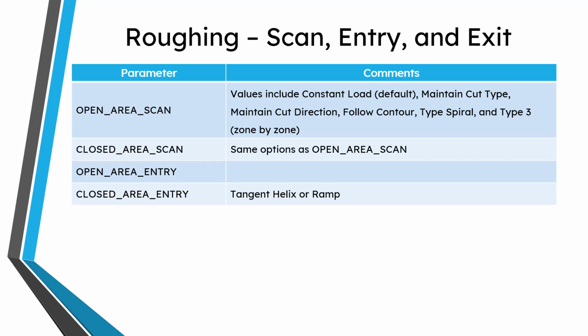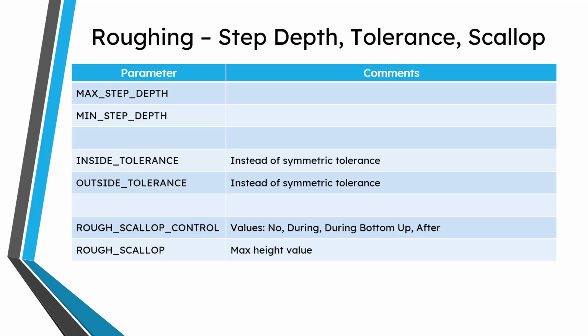Also you have parameters for controlling the open area entry and the closed area entry. The closed area entry has options for either using a tangent helix or a ramp. For your step depth, tolerance, and scallops, you can specify your max step depth like I had chosen. And you also have a value for minimum step depth. You can use inside tolerance and outside tolerance instead of the default symmetric tolerance.